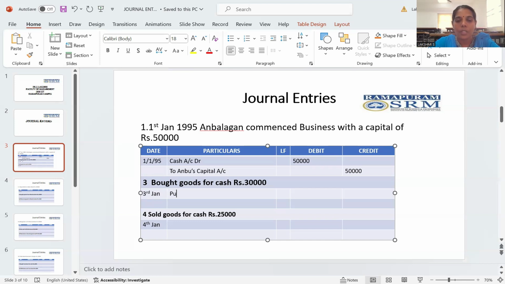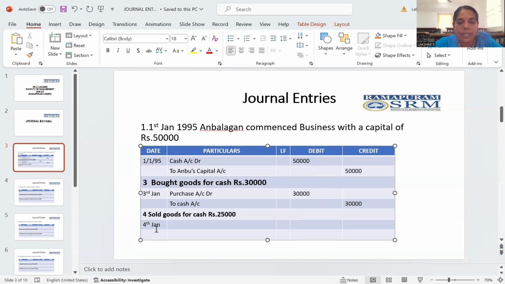So which one comes into the business? Goods. So purchase account. Instead of goods, we write it as purchase account because the name of the goods is not mentioned here. So purchase account debit. If anything goes out of the business, we purchased goods for cash, so the cash goes out of the business. So to cash account for rupees 30,000. You have to write one line as narration. Narration is nothing but what we actually are doing in the transaction.